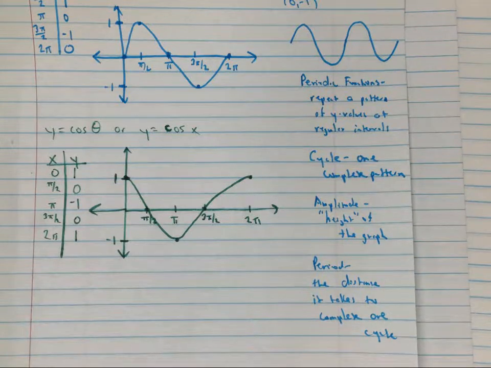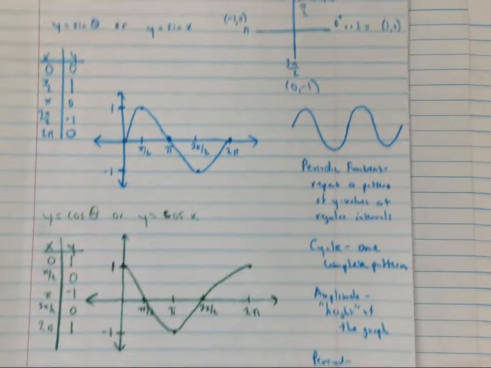So if I ask you tomorrow, what is one complete pattern, that is cycle. What refers to the height of the graph? Amplitude. Think of it this way: you turn the amp up, it gets louder, the height. What refers to the distance it takes to complete one cycle? Period. Why are sine and cosine functions referred to as periodic functions? It's because they continue to cycle.